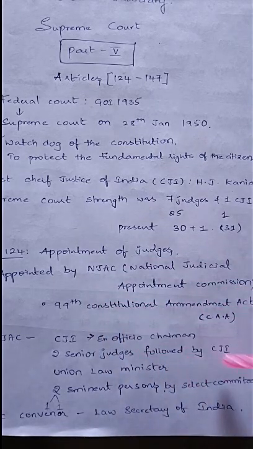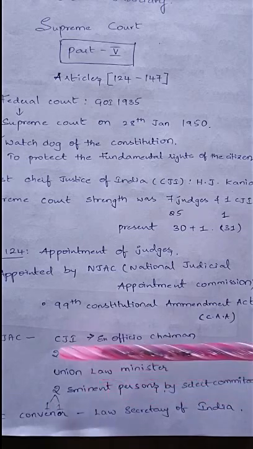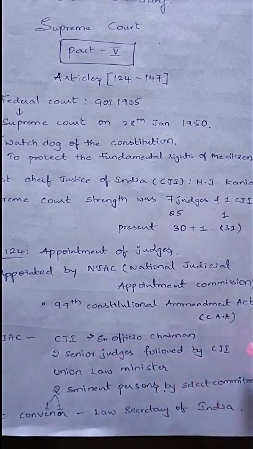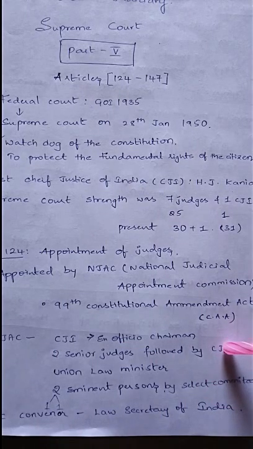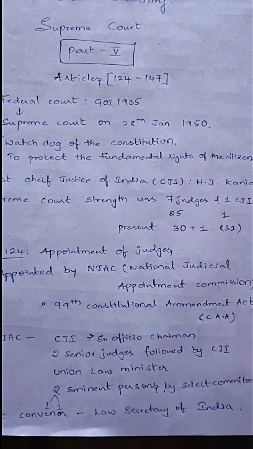Now, what does the NJAC consist of? The NJAC consists of 1 CJI, 2 senior judges following the CJI, 1 Union Law Minister, and 2 eminent persons chosen by a select committee. The select committee consists of the Prime Minister, the CJI, and the leader of the opposition party in the Lok Sabha.